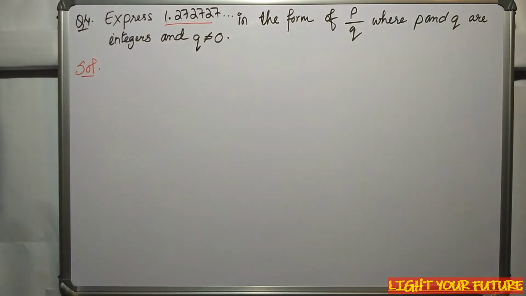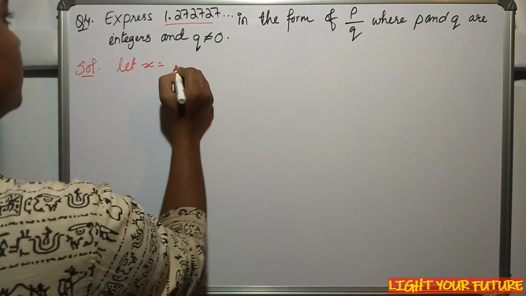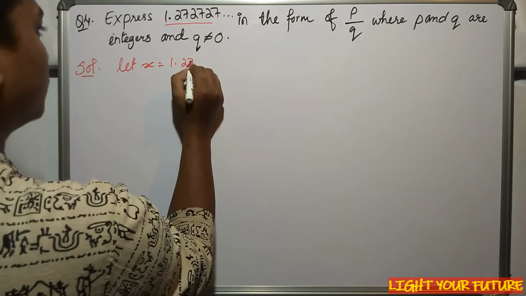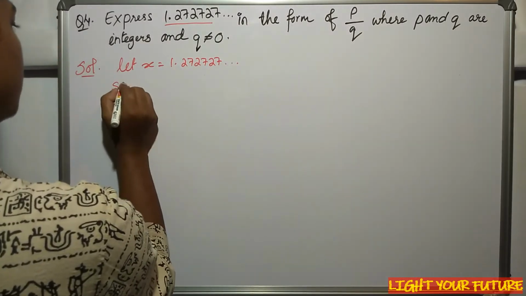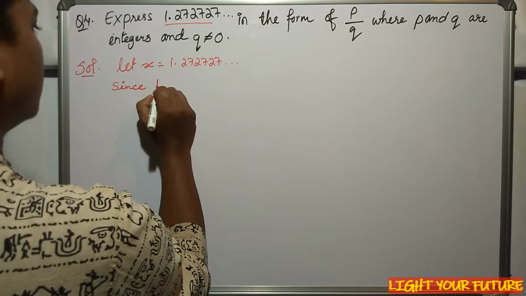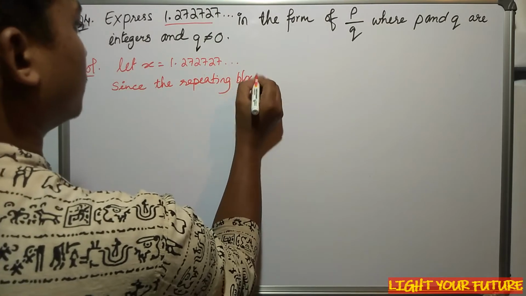Express 1.2727, where 27 is repeating, in the form of P by Q where P and Q are integers and Q is not equal to 0. Let's take x equals 1.2727 and so on. Since the repeating block 27 has 2 digits, we will multiply x by 100.